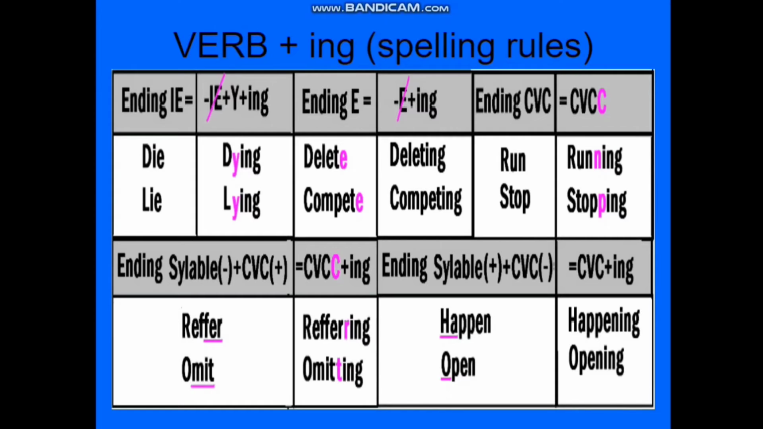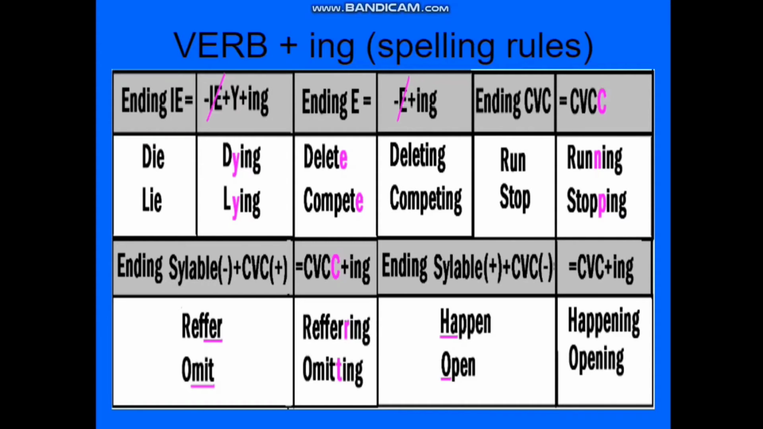How do we make the form of verbs in this tense? We will make forms of verbs like this. If a verb ends with ie, then we remove ie from the verb and add ing, like die, dying, lie, lying. And when the verb ends with e, then we delete e from the verb and add ing, like delete, deleting, compete, competing.